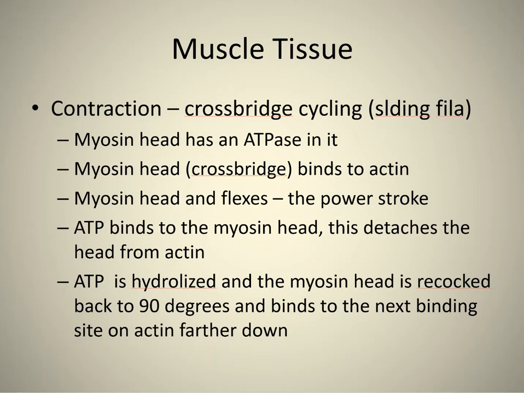That means hydrolyzed, is burned, and the myosin head is recocked back to 90 degrees and binds to the next binding site on the next actin down the thin filament, and immediately binds and goes to power stroke. And this is called cross bridge cycling. Let me show you this in the next slide too.